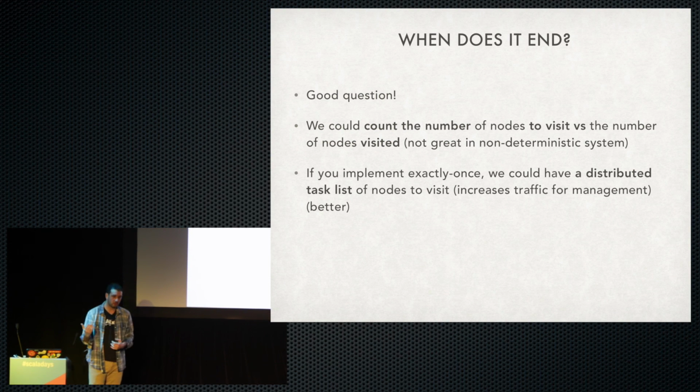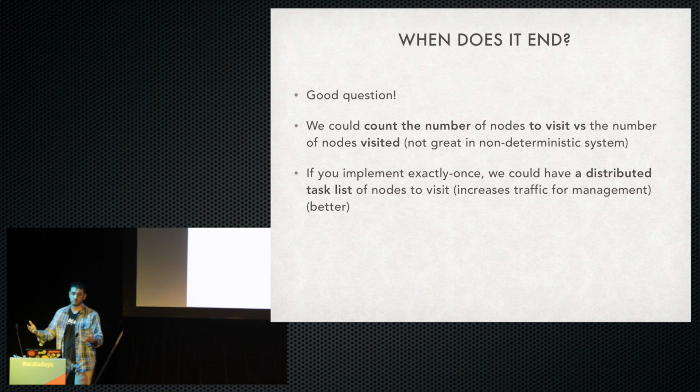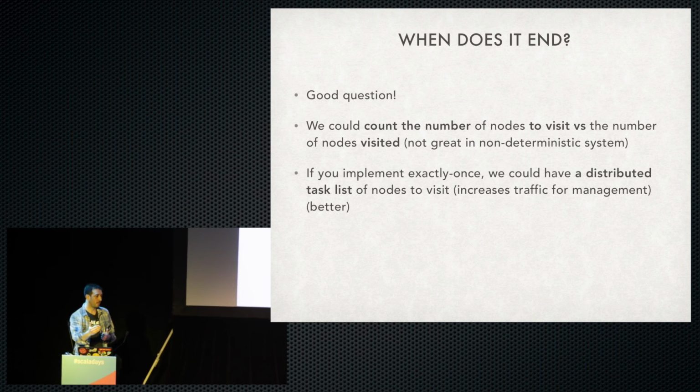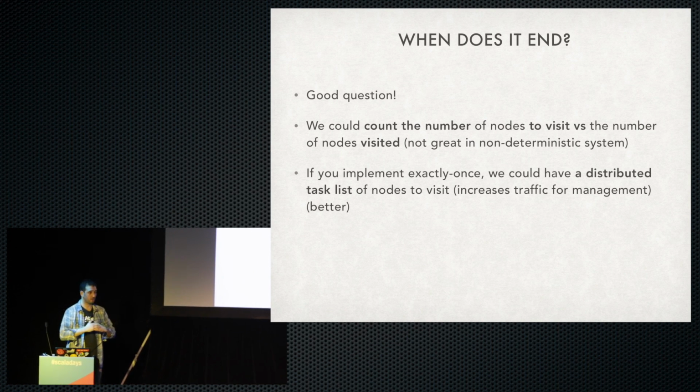Well, we could count the number of nodes that we intend to visit and check that against the number of nodes that we have visited. And we could also do that per step. But that's not that great in a non-deterministic system. We could have a race condition of some sort where something gets the count up and it matches the number of things, and we think, oh, this is the end of the query.